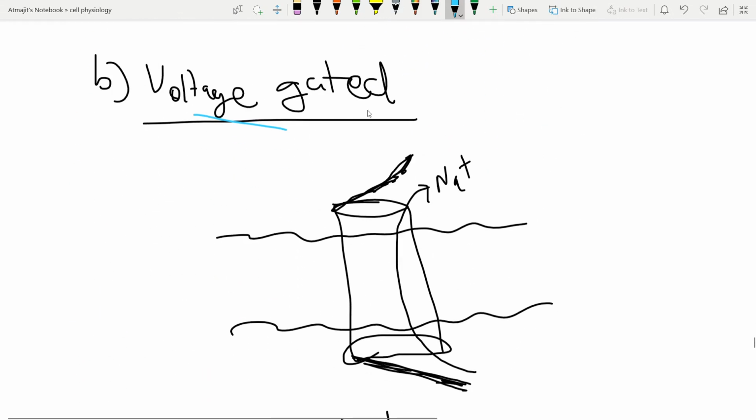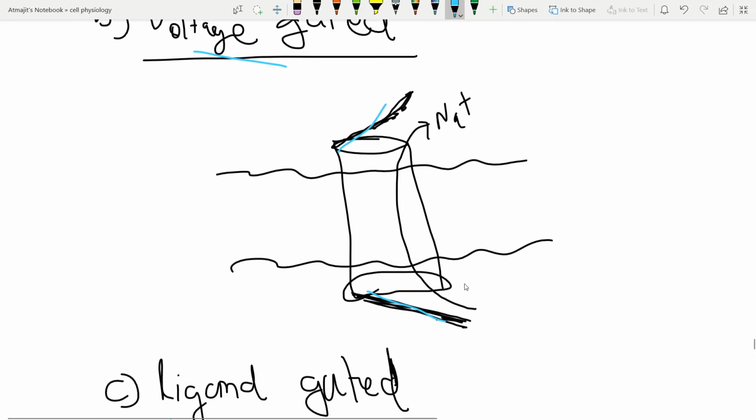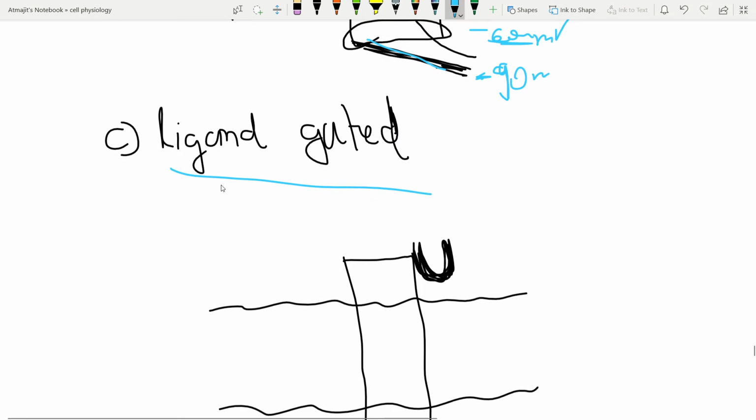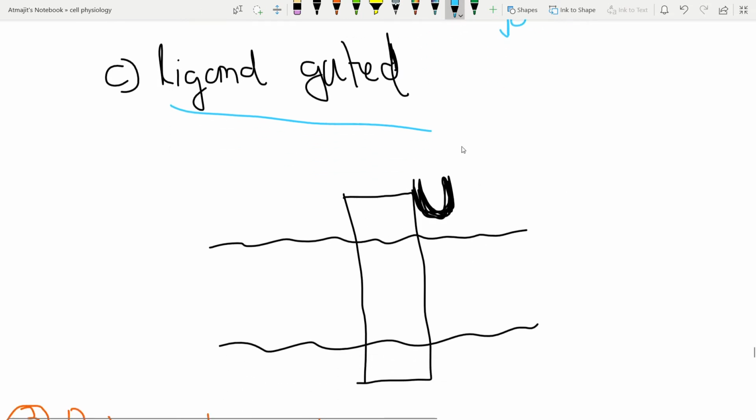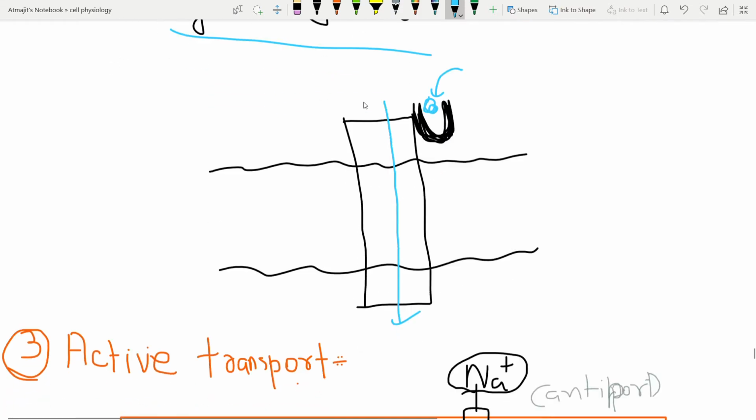In the voltage gated channel, the channels have gates either outside or inside or on both sides. These only open at certain voltages. For example, a sodium channel may open only at minus 60 millivolts, but not at minus 90 millivolts. So these are voltage gated channels. Then ligand gated channels: here a ligand, any hormone or any substance, will attach, and then the channel will open for a substance. These are ligand gated channels.